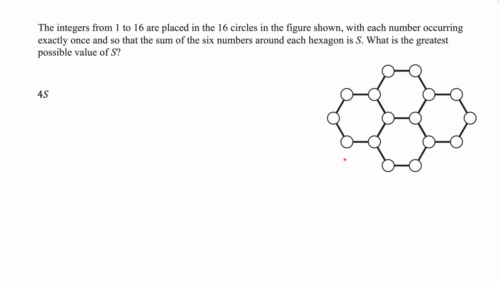So what we have is 16 circles. We put 16 different numbers in them from 1 to 16. And we want to make sure that if I add the numbers around each hexagon here, or here, or here, or here, I get exactly the same number. That number we call s. Okay?